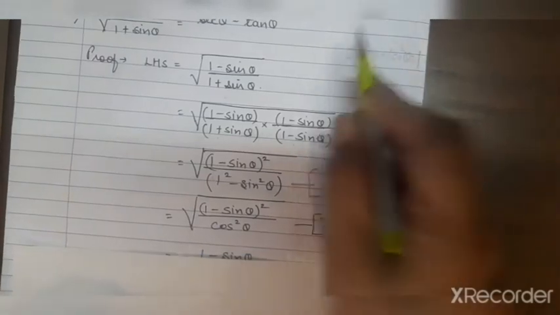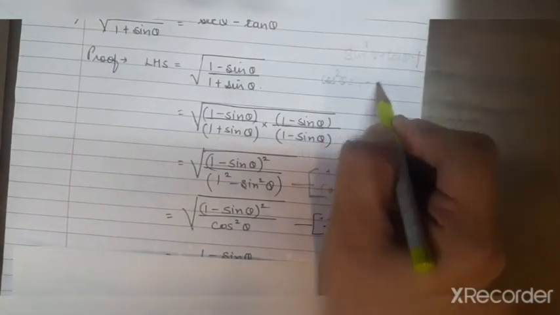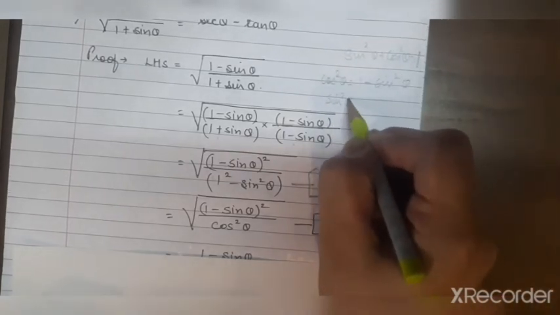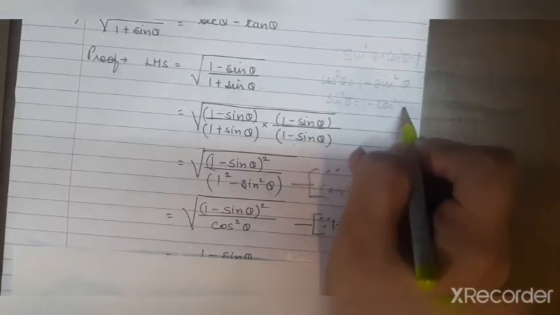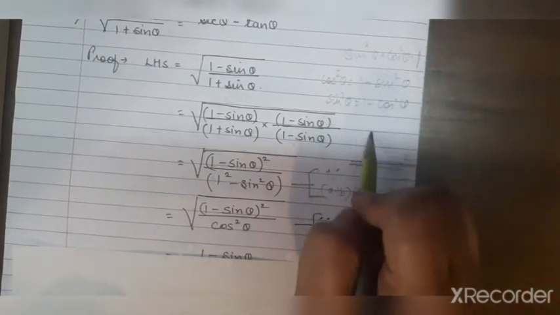Okay, if I shift the sine square theta to the other side, I will get cos square theta is equal to 1 minus sine square theta. Or even sine square theta is equal to 1 minus cos square theta. So from this one identity, we have these two identities formed.